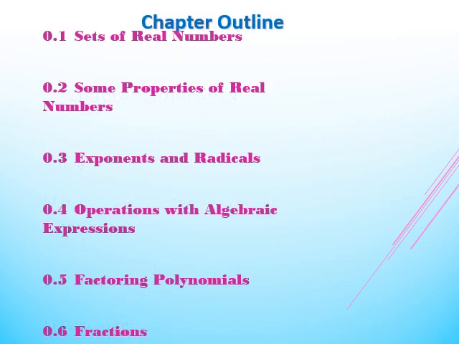This chapter is partitioned into 6 subsections. The first one is the sets of real numbers, then some properties for the real numbers. Section 3 is the exponents and radicals. Section 4 is the operations of the algebraic expressions. Section 5 is factoring polynomials, and finally, Section 6 is the fractions.